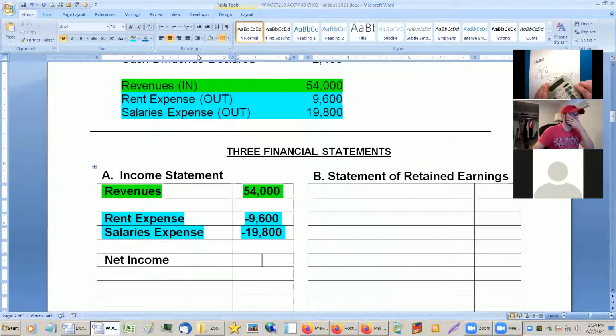54,000. So it's going to be 24,600. So this is the net income. This is how much money was made.